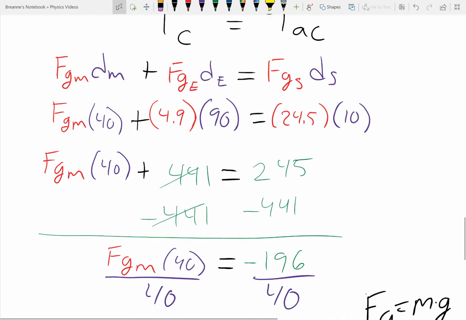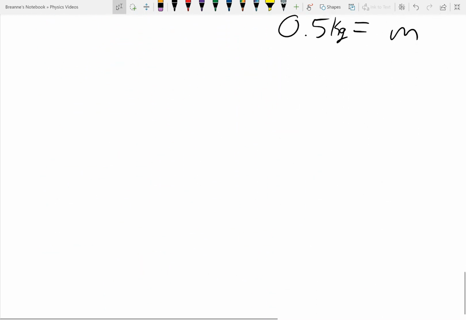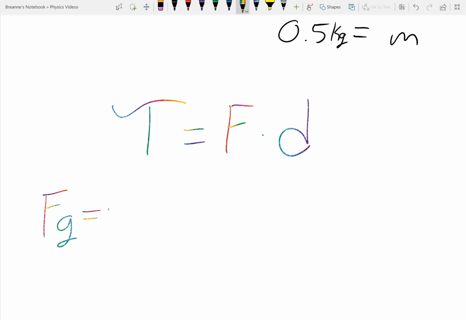That's about it for torque. So, quick overview. You'll be given your equation. Torque equals your force times distance. Don't forget, if you're given the mass of the object and it's sitting on something, most likely your force is your force of gravity. So you have to do mass times acceleration due to gravity.